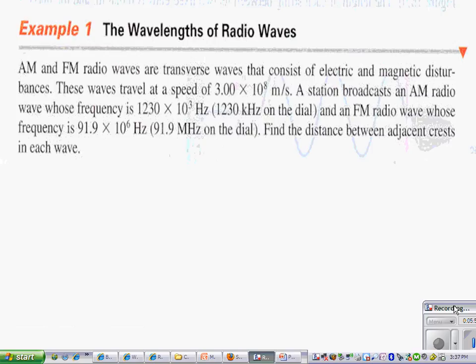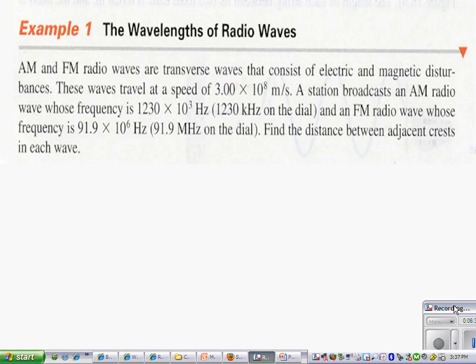Here's an example of a problem we may come across. It says AM and FM radio waves are transverse waves that consist of electric and magnetic disturbances. These waves travel at a speed of 3 times 10 to the 8th meters per second. A station broadcasts an AM radio wave whose frequency is 1,230 times 10 to the 3rd hertz, which is 1,230 kilohertz on the dial, and an FM radio wave whose frequency is 91.9 times 10 to the 6th hertz, or 91.9 megahertz on the dial. Find the distance between adjacent crests in each wave.